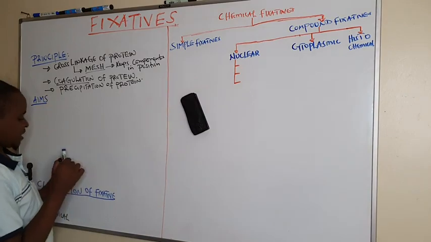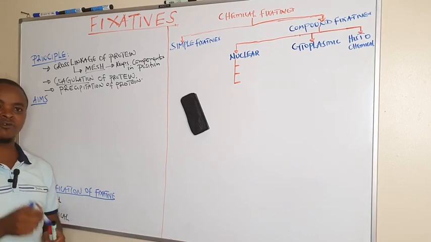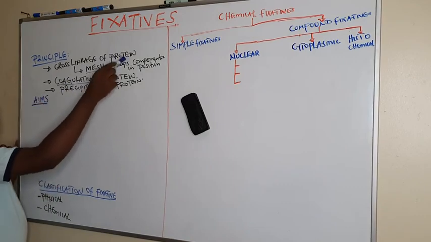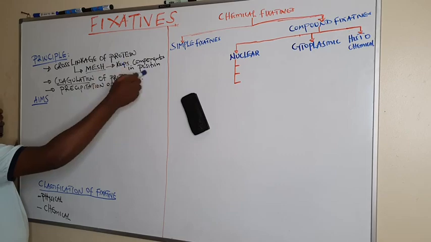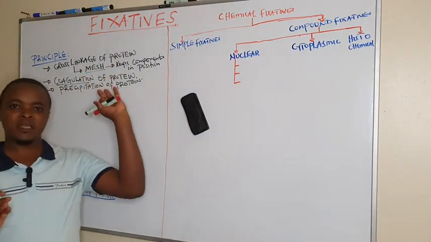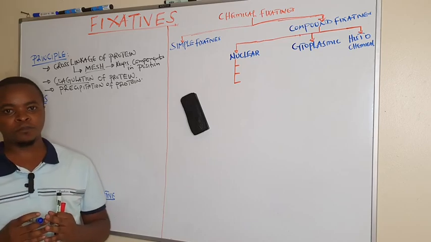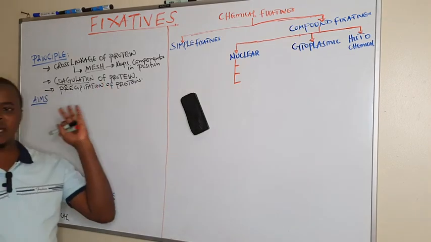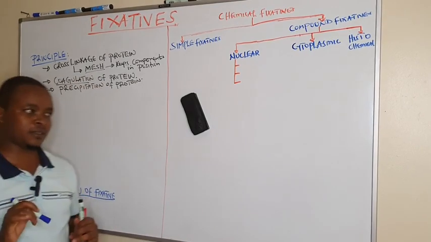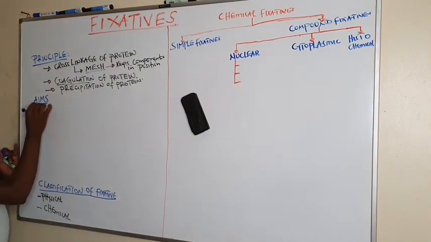So the major principle behind fixatives is the formation of cross-linkages or coagulation or precipitation of proteins, which keeps the cellular components in their position by formation of these meshes, hence preserving the morphology and structural details of the cell. And this is what keeps the cells as much as possible in their lifelike state. So after that, we are going to see what is the aim of fixatives.